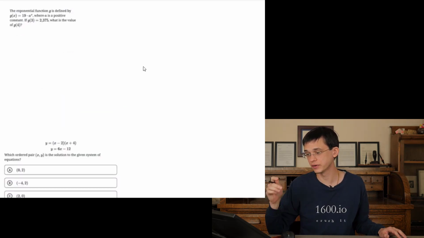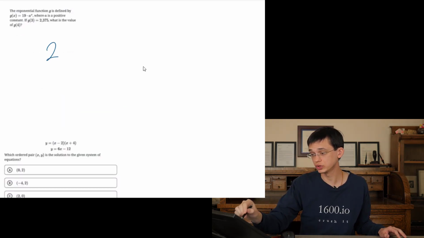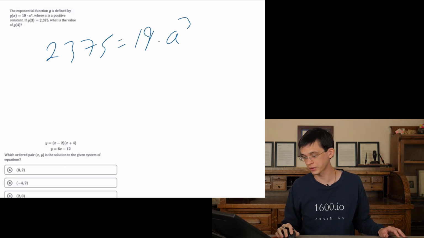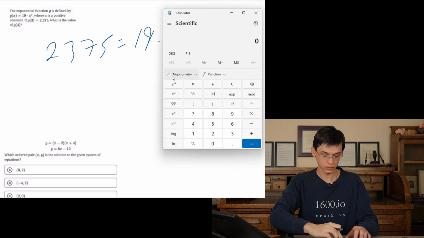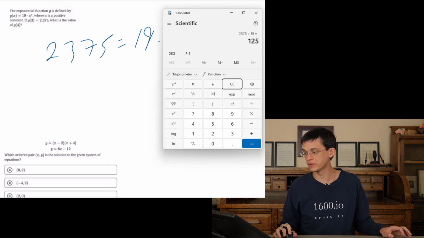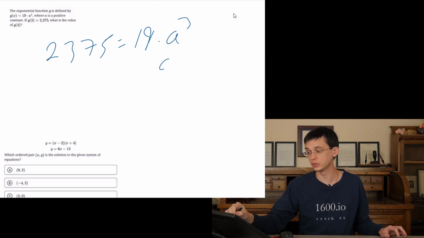Exponential function, this is defined by this. G of 3 equals 2375, which is equal to 19 times a to the third. So we need a calculator here. 2375 divided by 19 is 125. So that means, take the cube root of that, a is equal to 5.